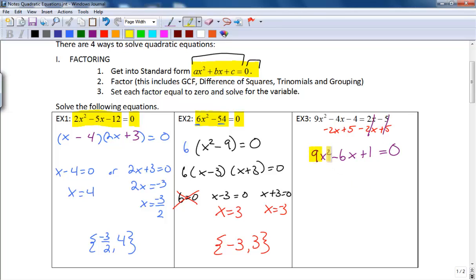Am I now in standard form? I am, because I have all the terms on one side of the equal sign and 0 on the other side. Well, great. Now I need to factor. How does this factor? Well, it has 3 terms. Does it have a GCF? No, there's no GCF between 9, 6, and 1.